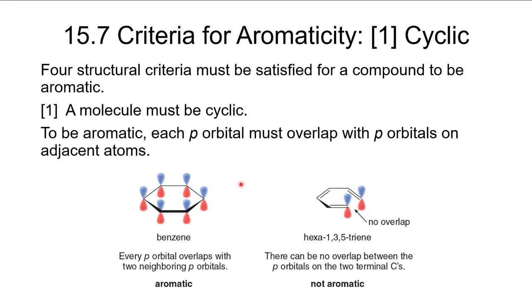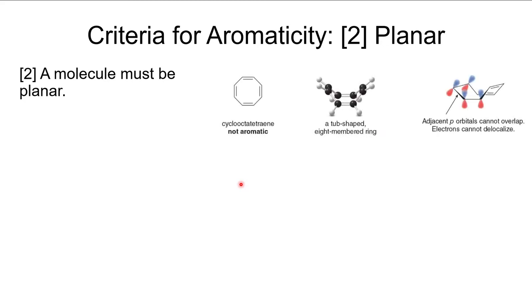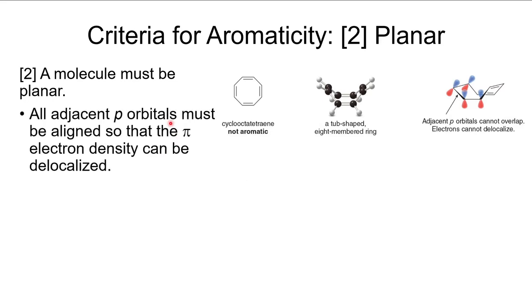First requirement, cyclic. Our second requirement is that the molecule must be planar. If we go back and look at benzene, all of the carbons in benzene are coplanar. But if we look at a molecule like cyclooctatetraene, which is kind of difficult to say, cyclooctatetraene looks like maybe it could be aromatic. We've got those alternating double and single bonds. However, when we look at that structure a little more closely, we'll see, because of angle strain, that this molecule is not planar. It actually kind of has a tub shape to it.